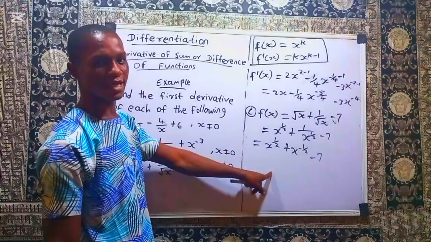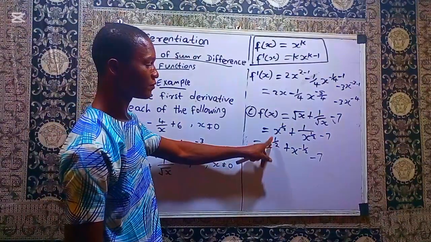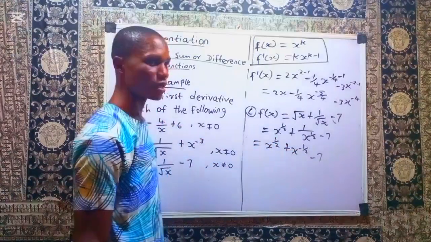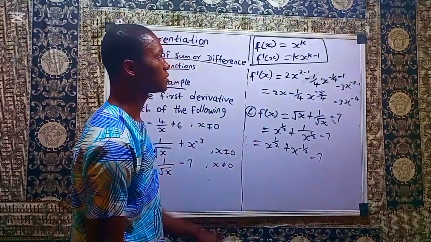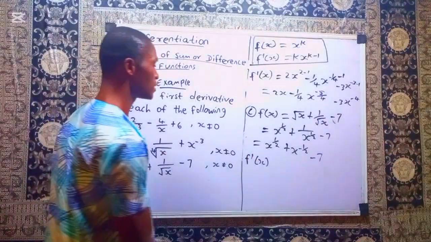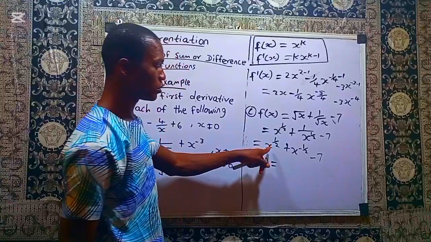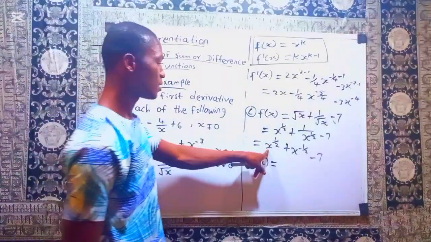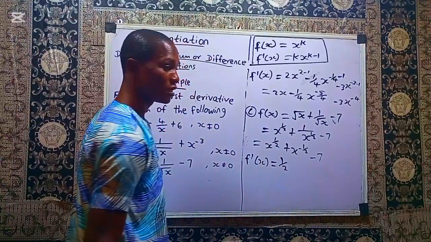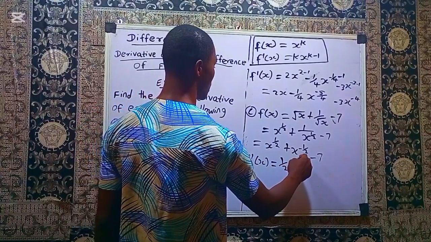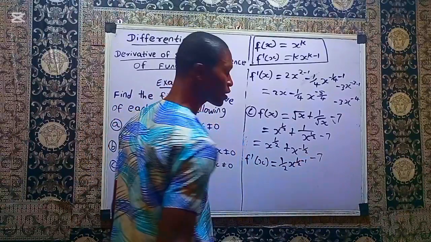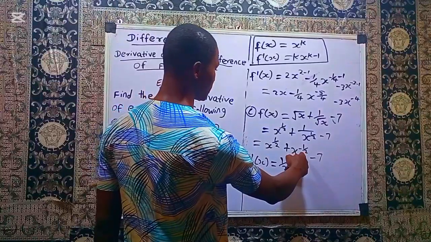Then clearly I know the index of x in each of the terms. The first term has the index of x as half. The other one, the index of x is minus half. So I can go ahead and use the power formula to find the derivative of the function with respect to x. Then we go differentiating term by term. For the first term, the index of x is half. You bring down the index and write your original function x raised to power half. You remove 1 from the index. Then you go to the next term.